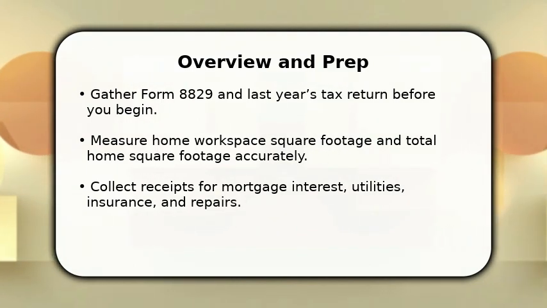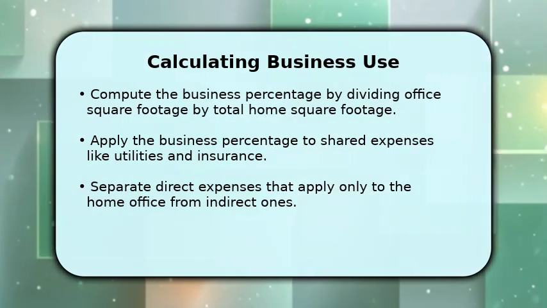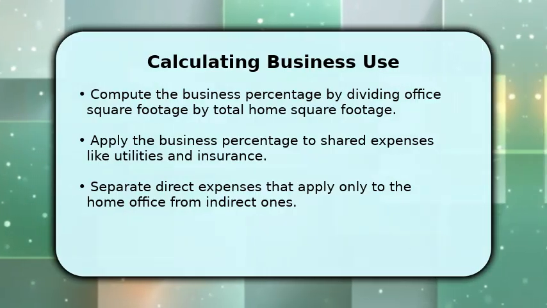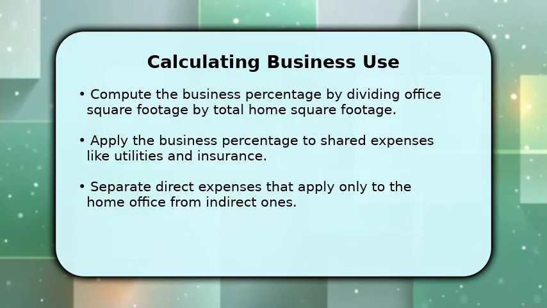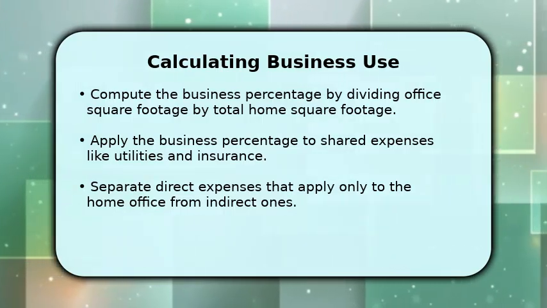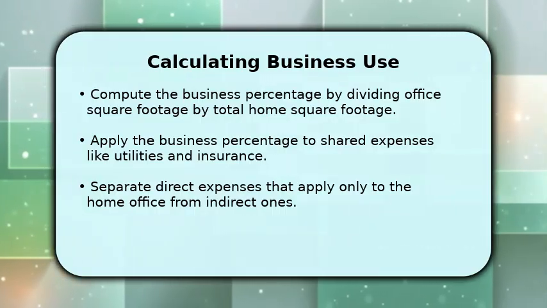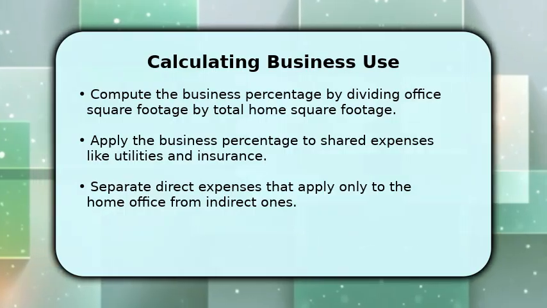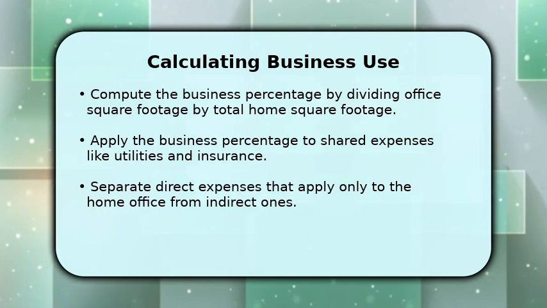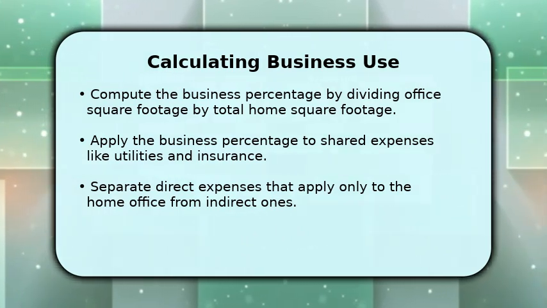avoid common mistakes. To calculate business use, measure your office and total home space, then divide to get the business percentage. Apply that percentage to indirect expenses such as utilities, insurance, and mortgage interest to find the deductible portion. Keep direct expenses separate, like repairs or improvements made solely for the office. I'll explain where to enter each amount on Form 8829 and how to reconcile totals with your Schedule C numbers so entries align.